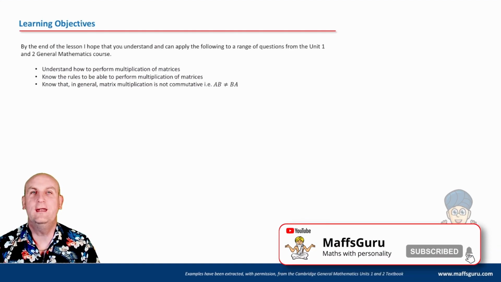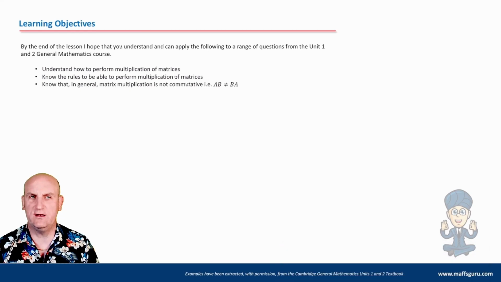Now, what are my learning objectives from this lesson? Understand how to perform multiplication of matrices. Know the rules to be able to perform multiplication of matrices, and there are actually rules. And know that in general, matrix multiplication is not commutative. That means AB is not equal to BA.